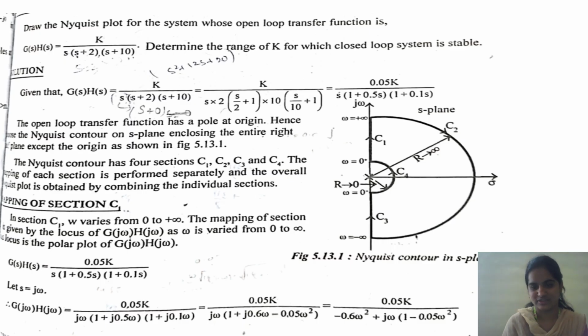For the mapping of the Nyquist contour of the S-plane, we first need to draw C1, C2, C3 and C4. Omega equals 0 is the origin, omega equals plus infinity, and downward omega equals minus infinity.